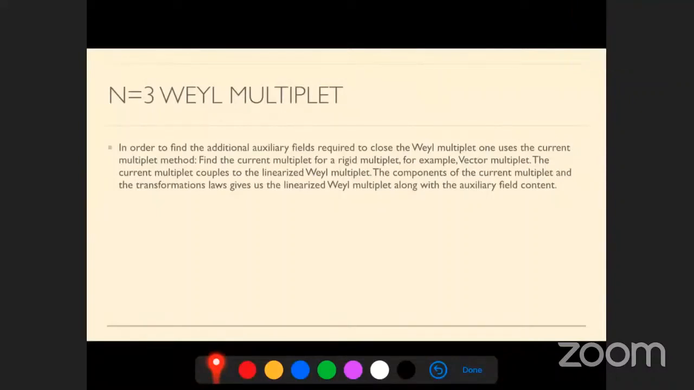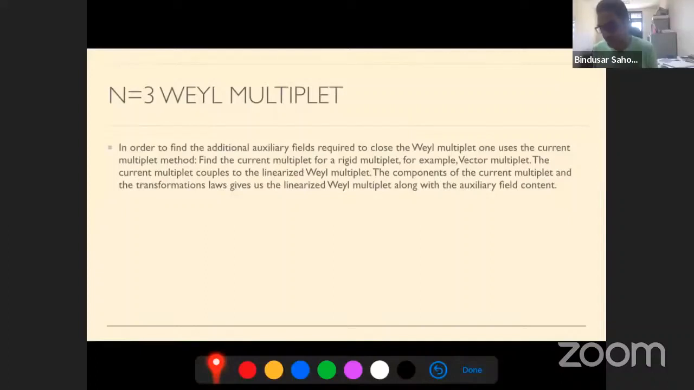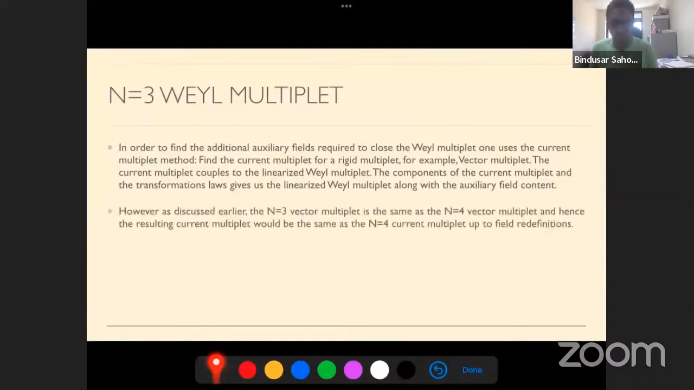So in this way, you will obtain the linearized Weyl multiplet along with the auxiliary field content, and then you just have to run the crank and complete the full nonlinear transformation of the Weyl multiplet and the superconformal algebra. That is the technical part. But the current multiplet approach is the way to construct this Weyl multiplet. However, as we have discussed earlier, in n equal to 3, there is no genuine vector multiplet. As I said, the n equal to 3 vector multiplet is the same as the n equal to 4 vector multiplet. Therefore, if you take a rigid n equal to 3 vector multiplet and try to obtain its current multiplet, you will get the same current multiplet as n equal to 4.